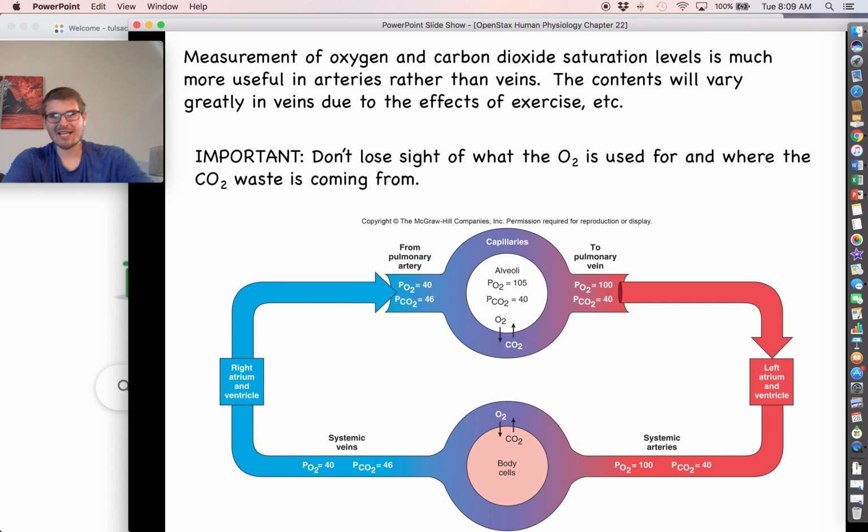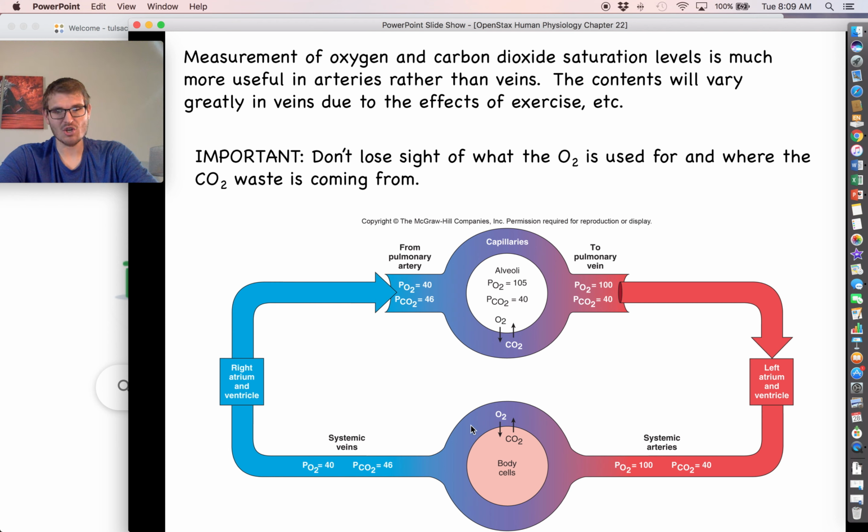So the main thing to look at here is the partial pressure. You might want to try to commit to memory that the set point for PO2 is 100 millimeters mercury and the set point for carbon dioxide is 40. We can actually see how these numbers change as we transition from the systemic circuit to the pulmonary circuit. So in the systemic circuit, coming from the left side of the heart, we have our parameters at their set points. PO2 is 100, PCO2 is 40.